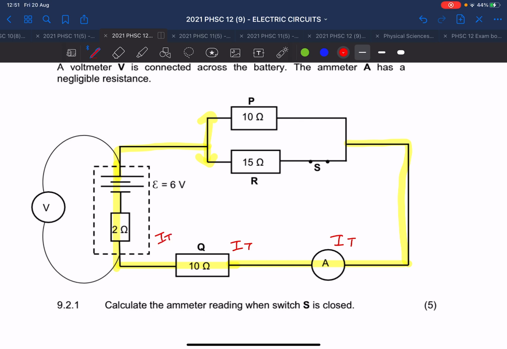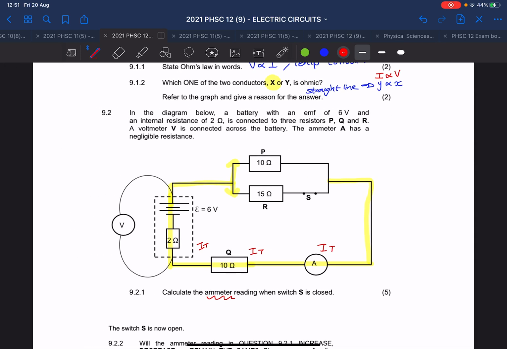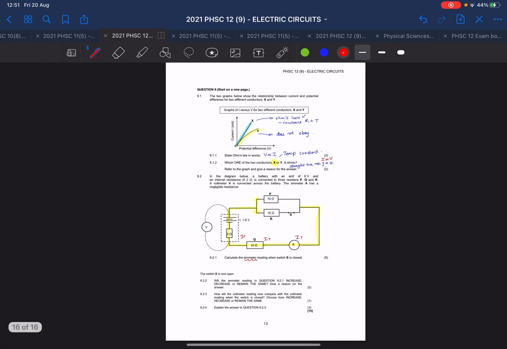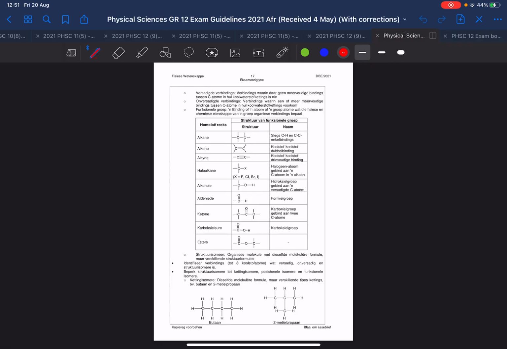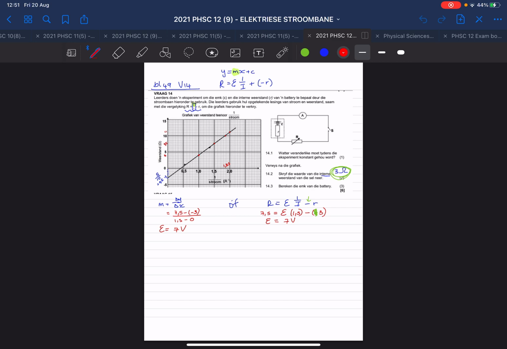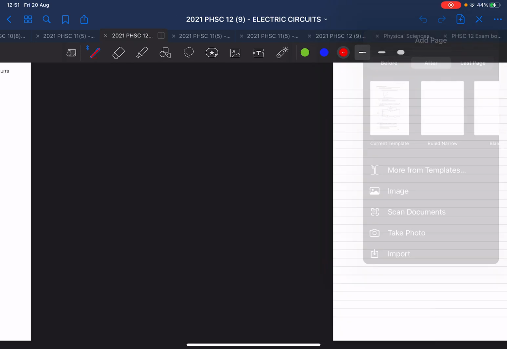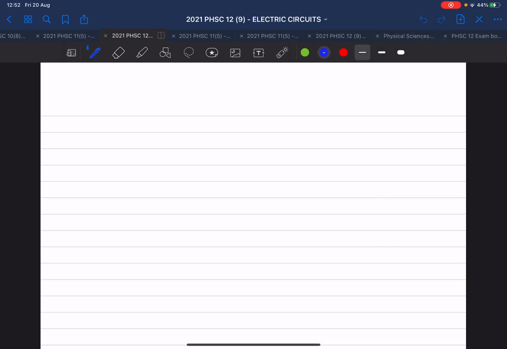So what did they ask? What is the reading on the ammeter? They're basically asking you to calculate the total current in the circuit. So that is what we are going to do. I'm just going to go to the next page. So they ask us at question 9.2.1, calculate the total current.